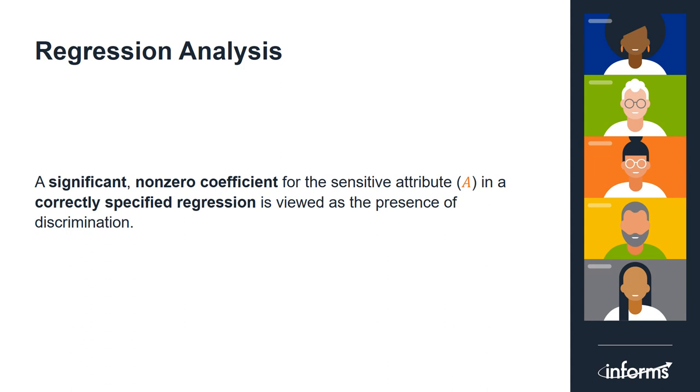The most widely used statistical test for discrimination is regression analysis. In this analysis, we can control for the variables that capture underlying risk to account for group composition and use sensitive attributes to predict the likelihood of selection. If the regression is correctly specified, a significant non-zero coefficient for the sensitive attribute is viewed as the evidence for discrimination. However, convincingly claiming discrimination with regression analysis is difficult because it's extremely difficult to identify the causal effects of sensitive attributes on decisions.